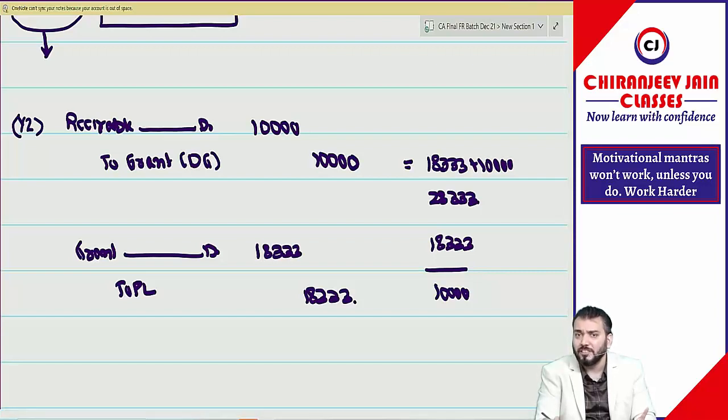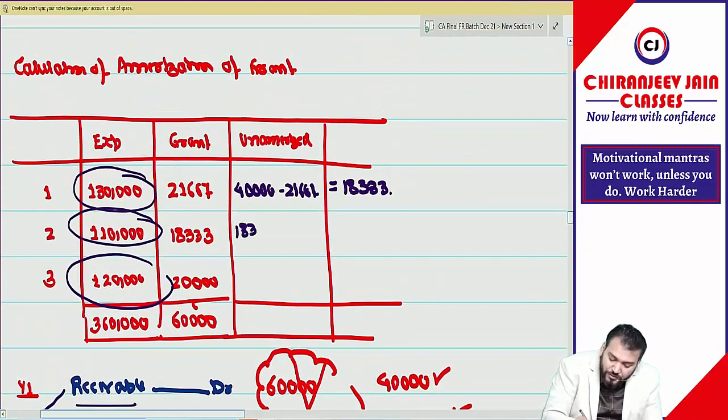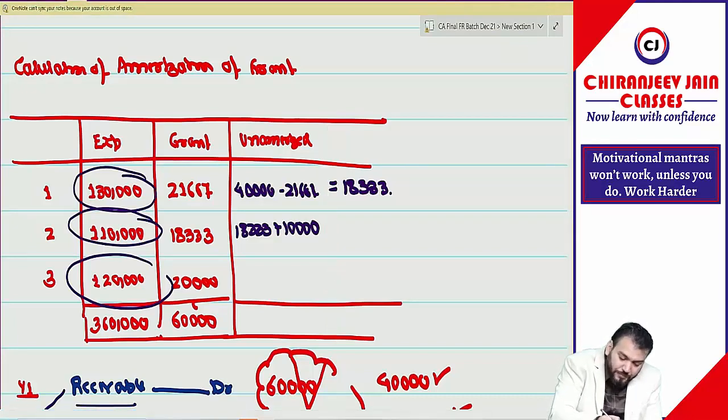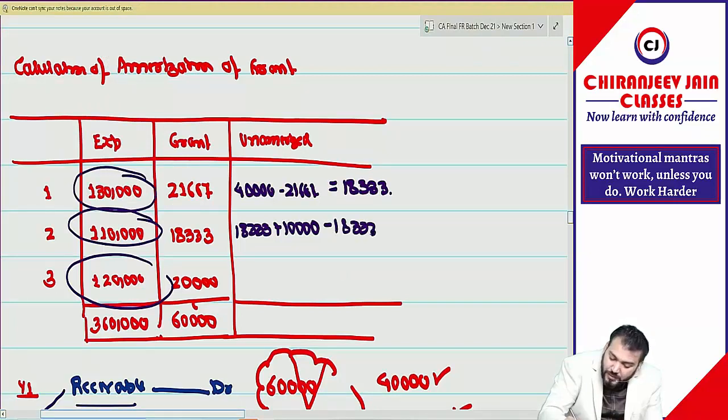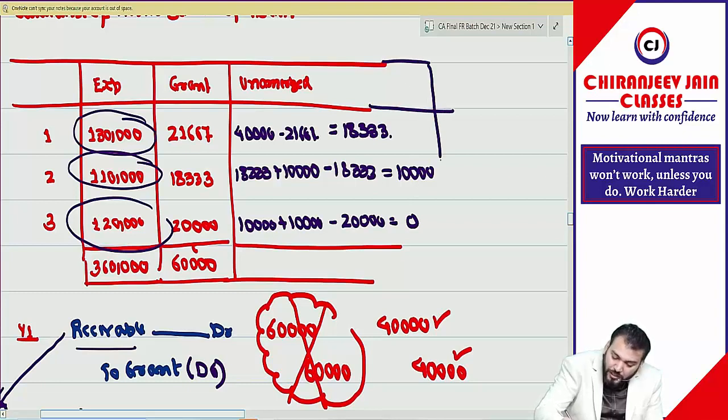Jabardast question. Till now not asked in exam. Correct. Means, it will be 18,333 plus 10,000 minus what? Minus 18,333, that is equal to 10,000. Last year we can do on our own. It will be 10,000 opening balance. Once again receivable is 10,000, and how much will be amortized? 20,000. It will become 0. Got it?